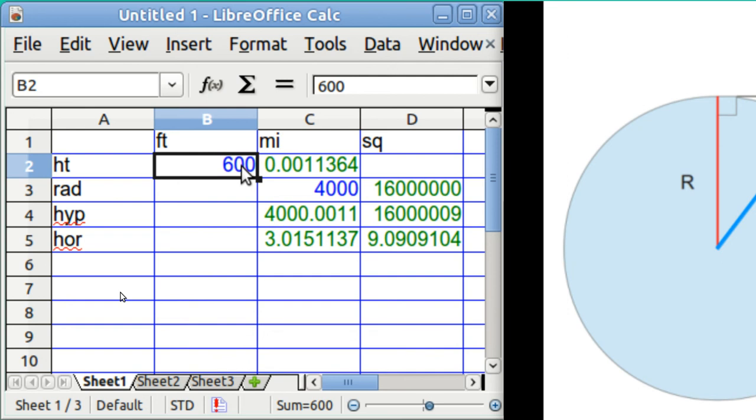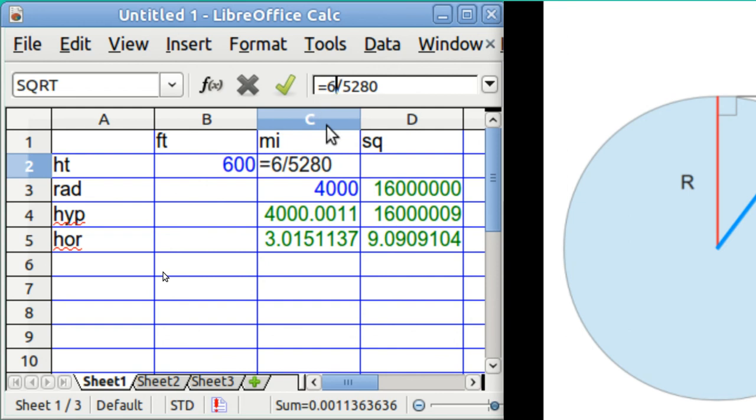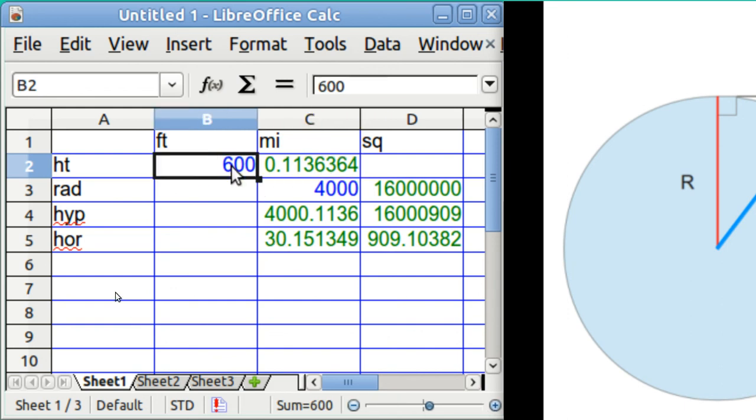Oh, it didn't change. What happened? Oh, because I put in 6 here. Instead of putting in 6, I should be putting in B2. At 600 feet, you can see 30 miles. At 6,000 feet, you can see 95.